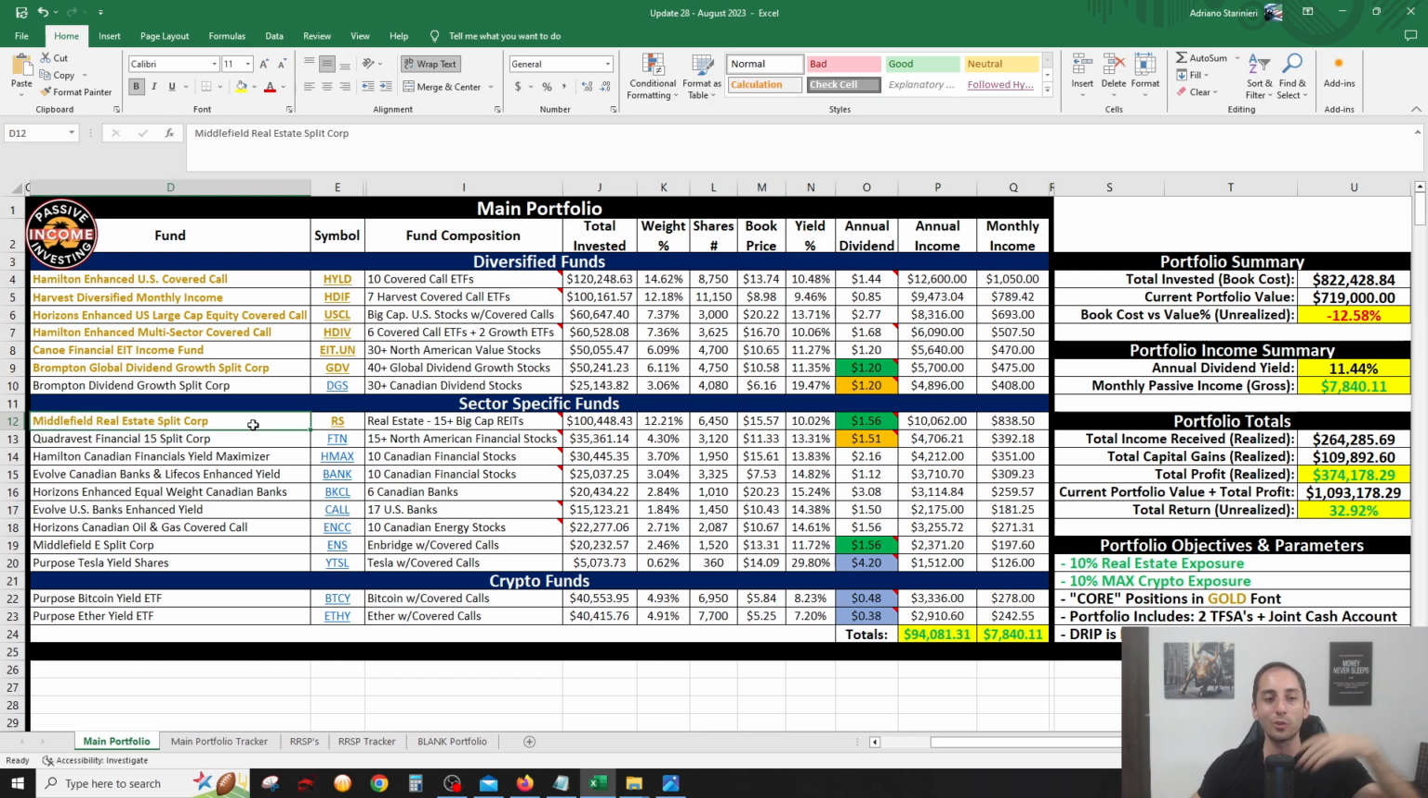And remember, I don't own any physical real estate myself, so one of my objectives was to have at least 10% in real estate. Right now, RS makes up over 12% of my portfolio, and I like to see that at 10. Finally, over 10% yield.